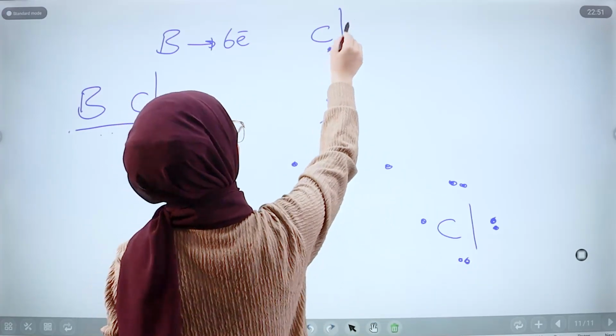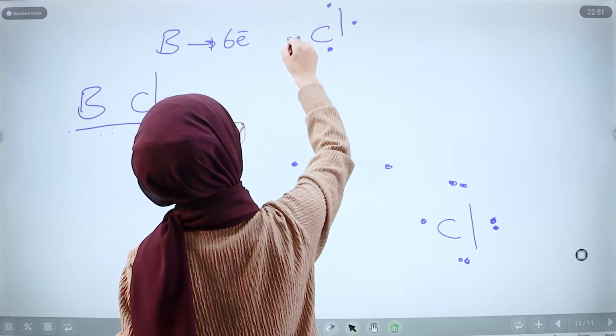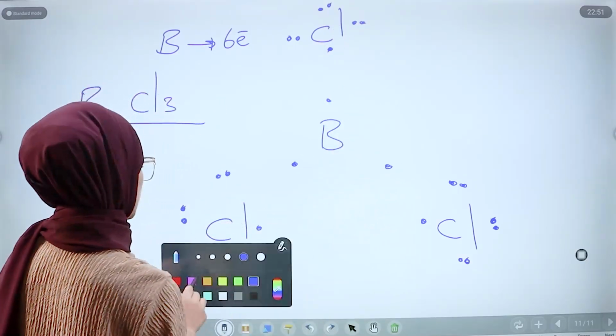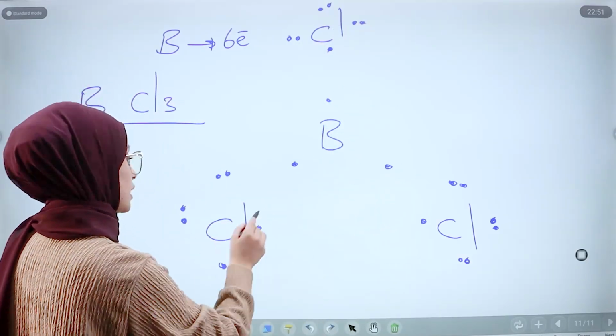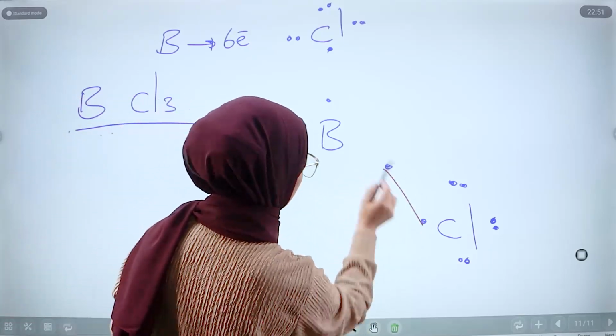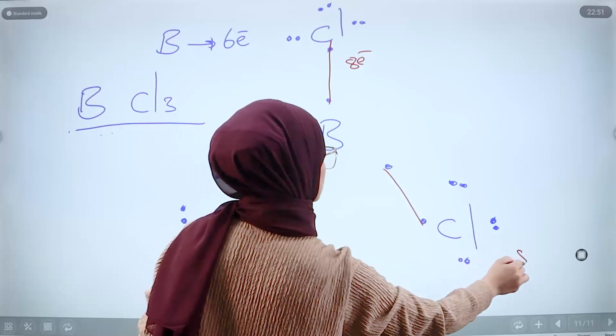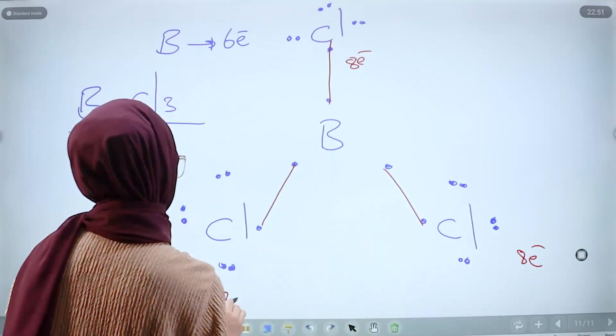And here I have 1, 2, 3, 4, 5, 6, and 7. I faced each single unpaired electron with its friend, and then I'm going to share, share, and share. Now, this electron is an octet with 8. This is an octet with 8. I'm happy. This is an octet with 8.